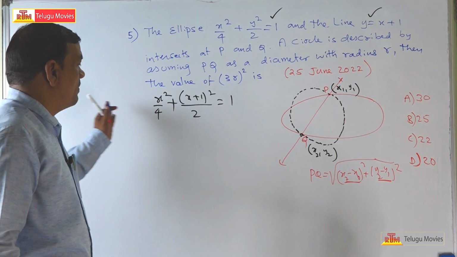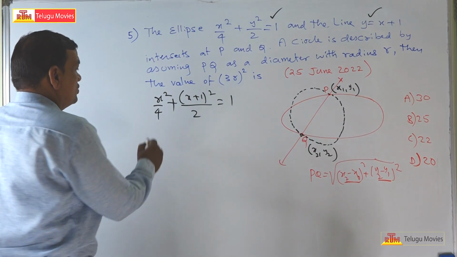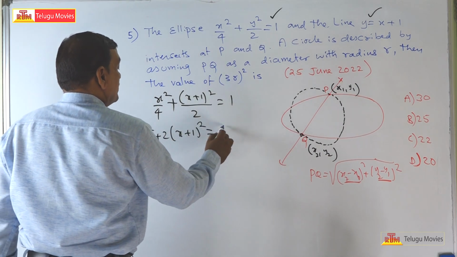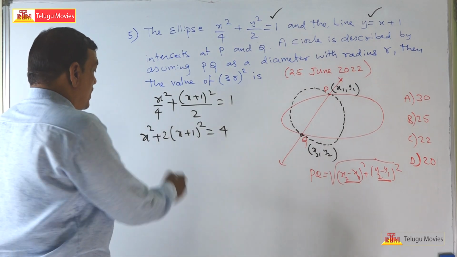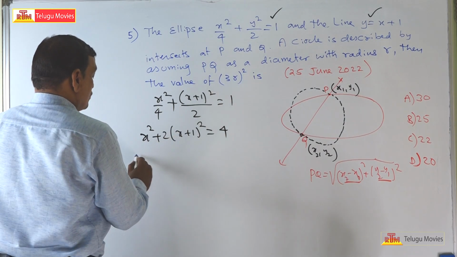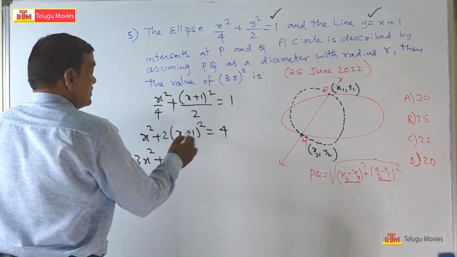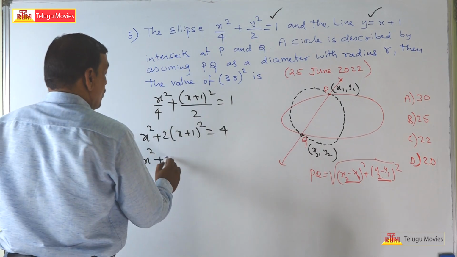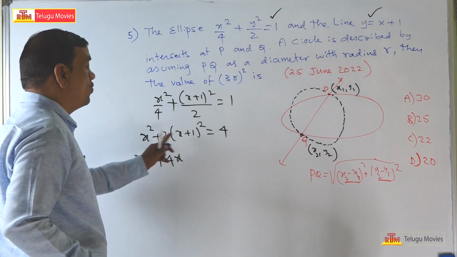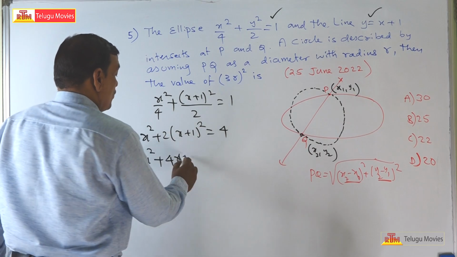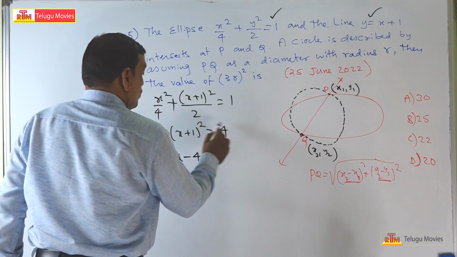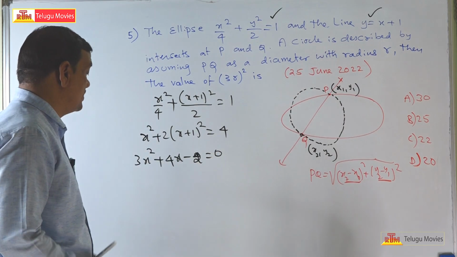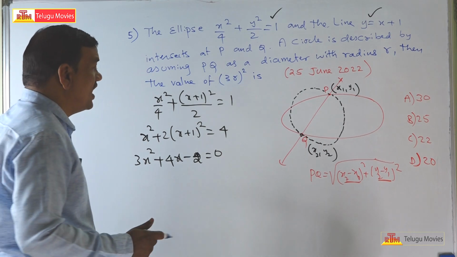Multiply with 4. So x square plus 2 times x plus 1 whole square is equal to 4. So x square plus 2x square is 3x square, plus here 2x, 4x, plus 2 is equal to 4. So 4 minus 4 will come, that is 2 minus 4, minus 2 is equal to 0. So this is a quadratic equation in the variable x. It will have two roots.